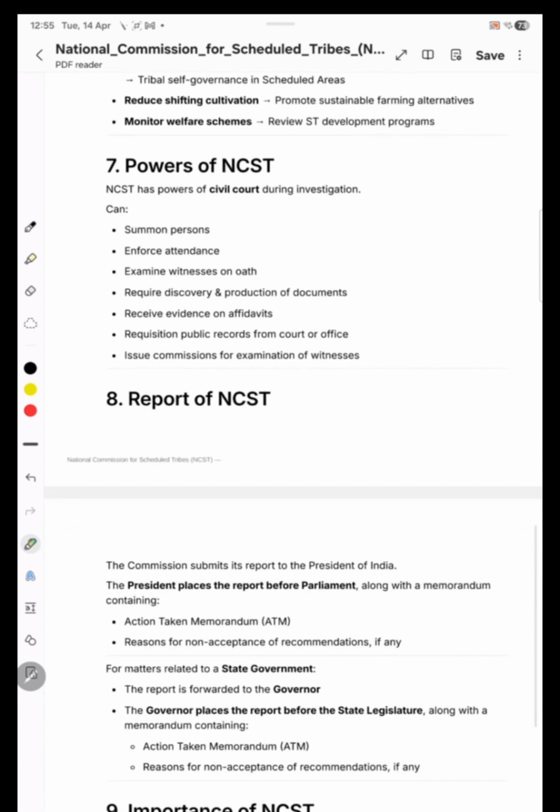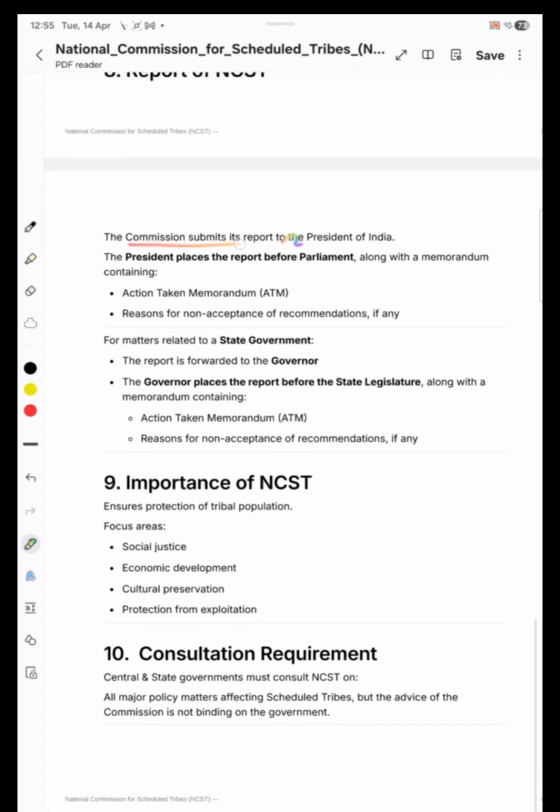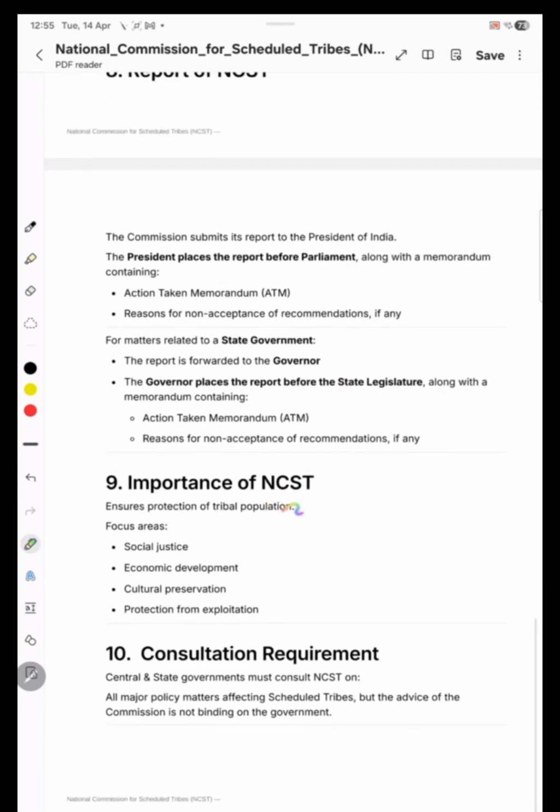Now the power of the National Commission for Scheduled Tribes, so it has the same power of civil courts. Okay, so NCST is also a quasi-judicial body. Okay, and then the report of NCST, similar, the commission will submit the report to the president. The President then places this report before the parliament along with the action taken report, and the state government report is forwarded to the governor. The Governor then places this before the state legislature. This is the same.